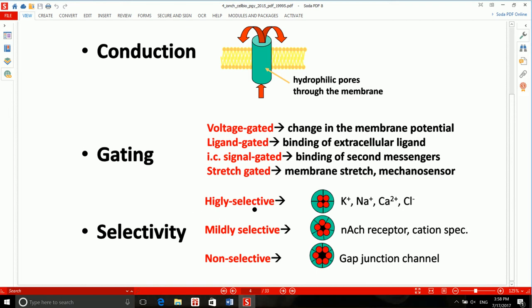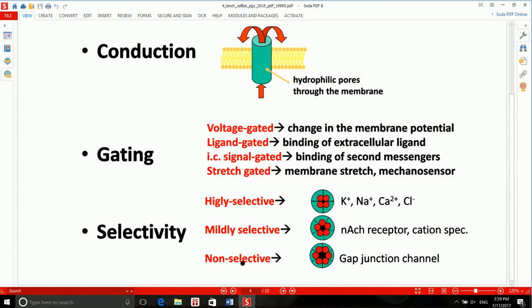Now we have highly selective ion channels, whose ion conduction pore is formed by four subunits, and the examples are potassium, sodium, calcium and chloride ion channels. Basically, any channel with the name of an ion on it is a highly selective ion channel. When we say calcium channel or chloride channel, these are highly selective. Then we've got mildly selective ion channels, like the nicotinic acetylcholine receptor, which we're going to talk about. Its ion conduction pore unit is formed of five subunits. That's the difference, four or five.